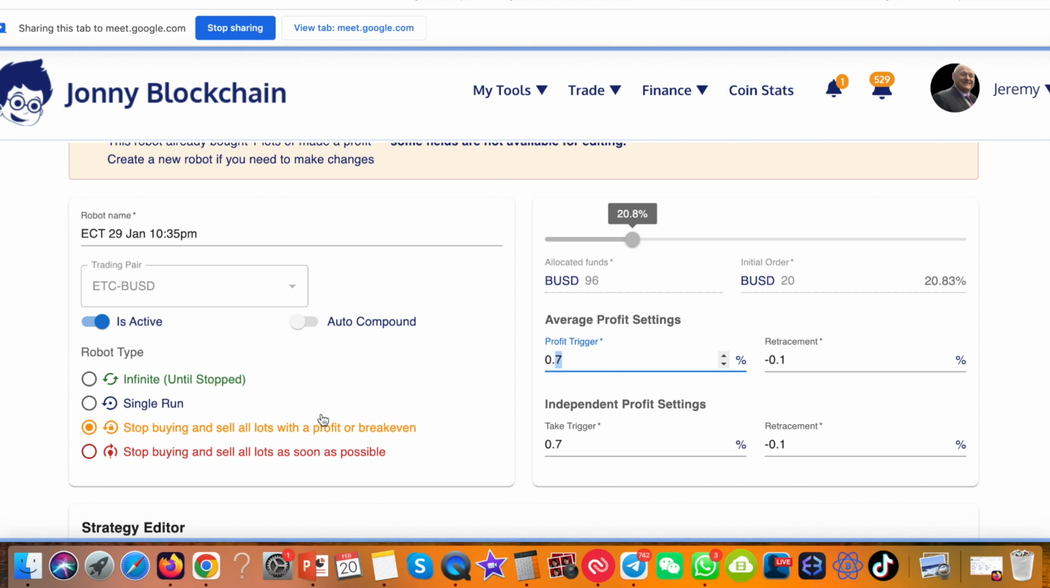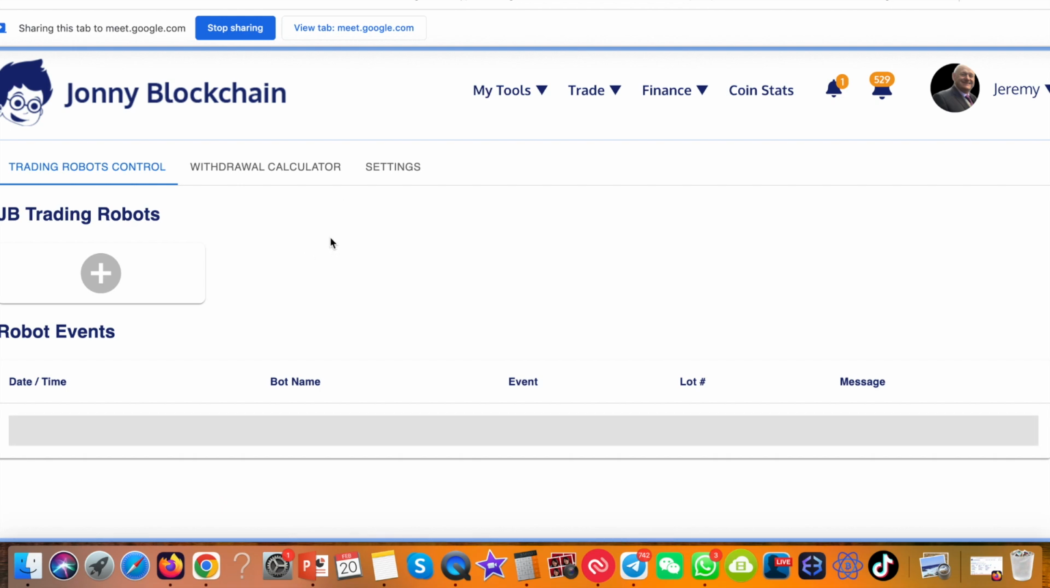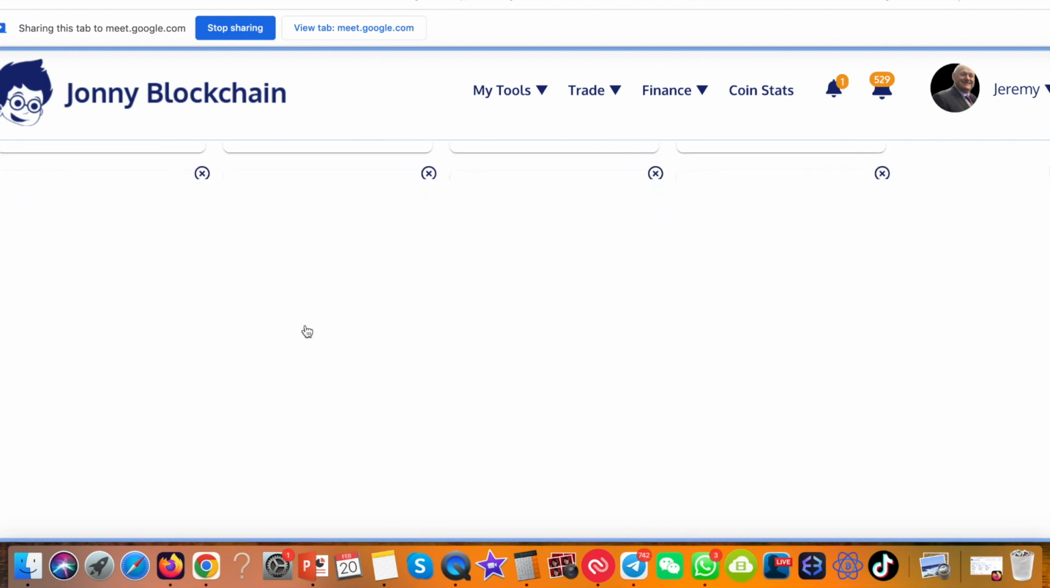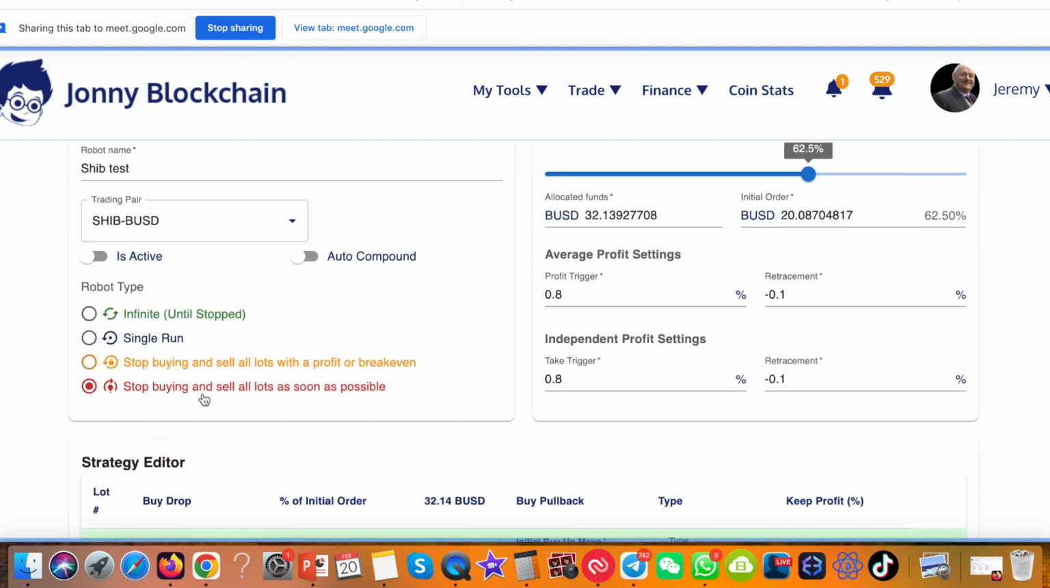I've already made a profit on every one of my bots, except for one of them, which I did for a demonstration, which was SHIB. I just wanted to demonstrate the tool, and it made a loss because what I did was I went in here, and I clicked here, stop the bot and sell the lots as soon as possible. So that won't look for a profit. If you do this one, it will stop the bot. It won't affect your previous lots, obviously. It'll only affect any outstanding lots.